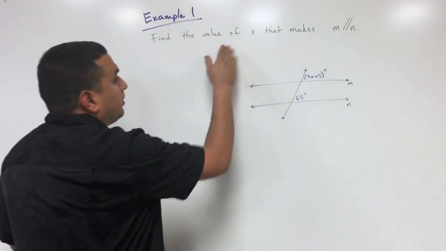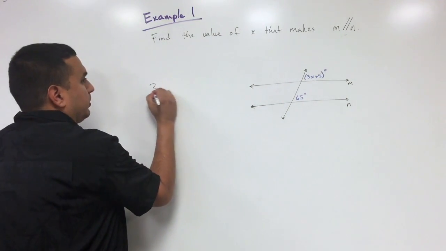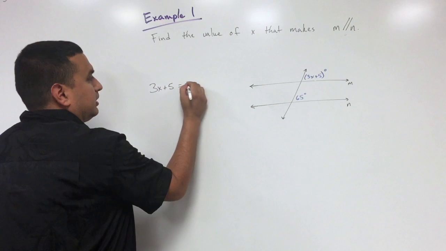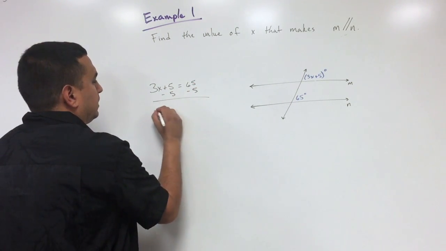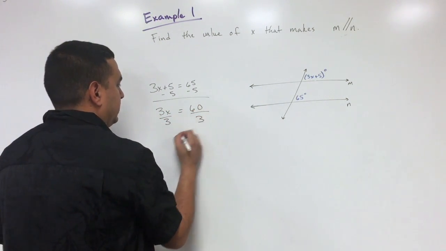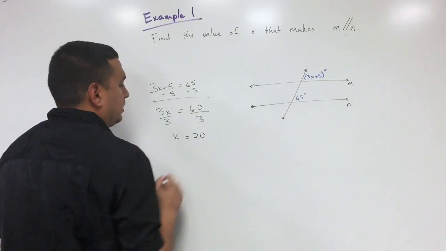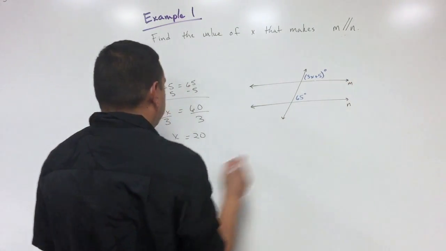To figure out what value of x we need, we set these two equal to each other. So I would say 3x plus 5 is equal to 65. I subtract 5 from both sides, which tells me 3x is 60. Dividing by 3 tells me x is going to be 20. So when x is 20, these two lines are parallel.